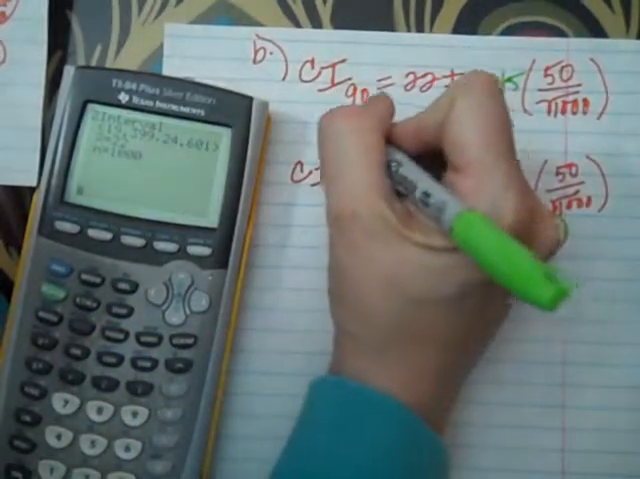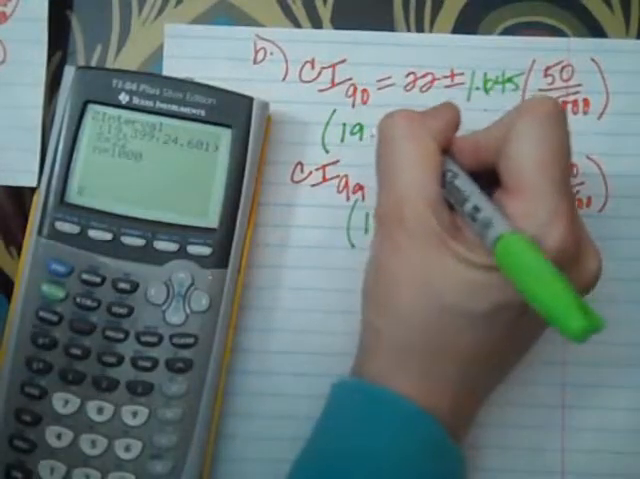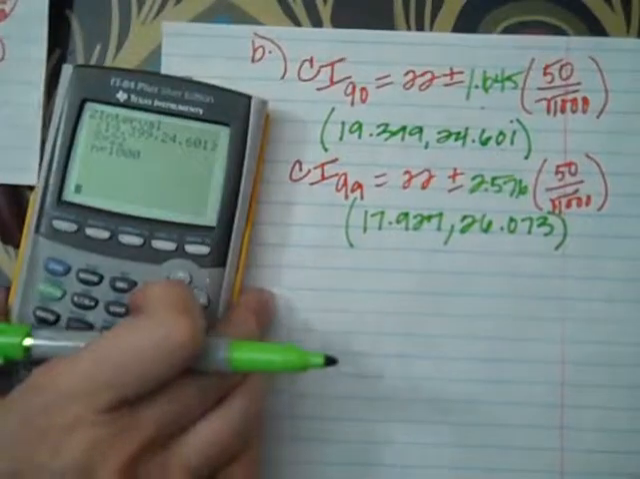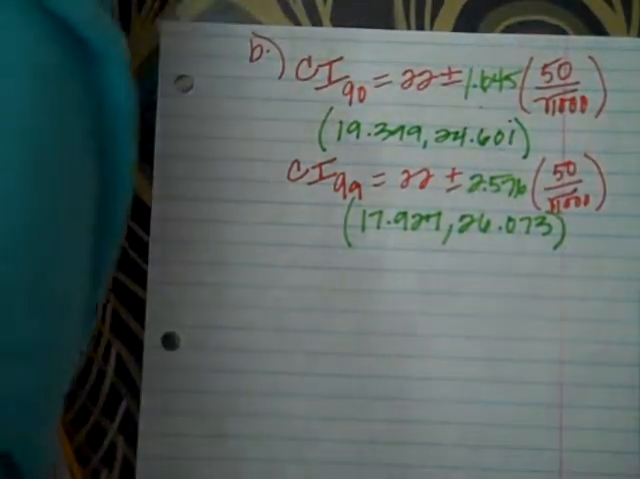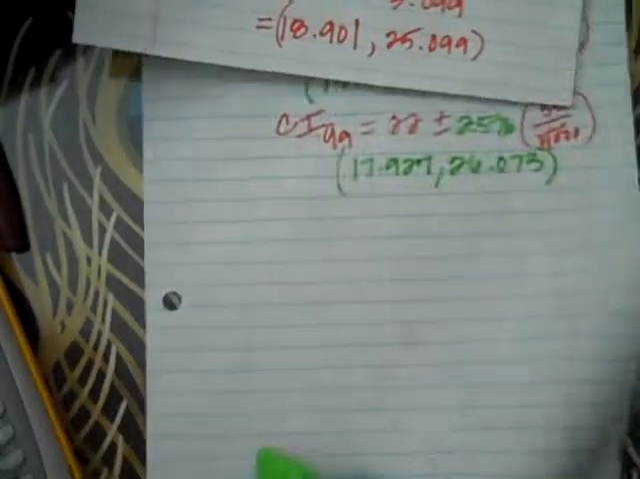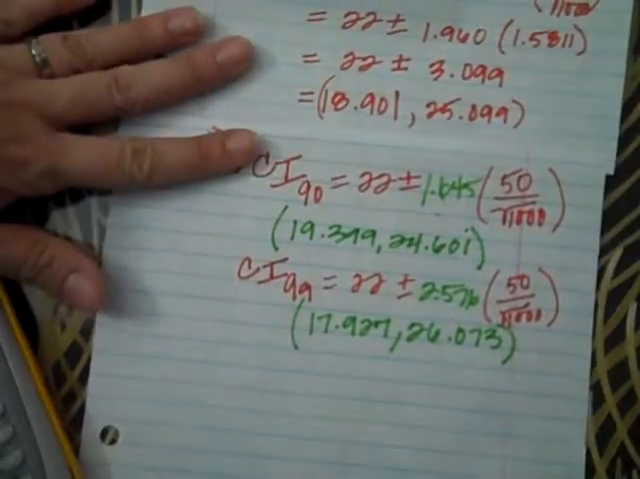And my interval is from 19.399 to 24.601. So let's take a look at a comparison. We need to have a sketch. I'm not going to pause on the sketch. You need to pause on the sketch.